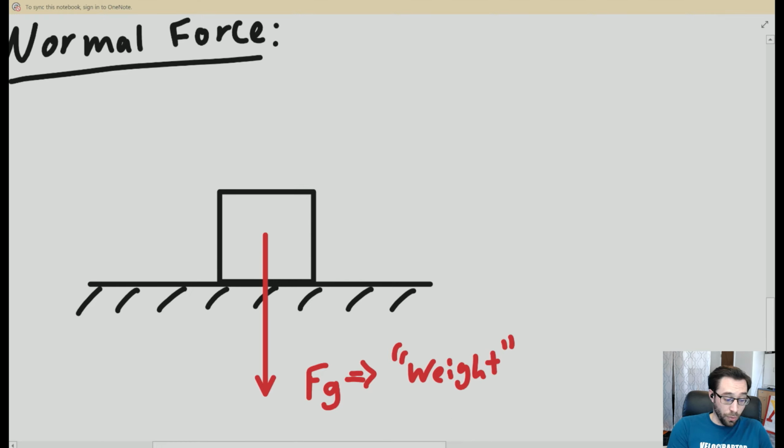So according to this diagram right now, this box would move to the center of the Earth. Funny. So what's preventing the box from going to the center of the Earth? Yeah, the surface, right? The surface that it's resting on. It's preventing it from moving into the Earth.